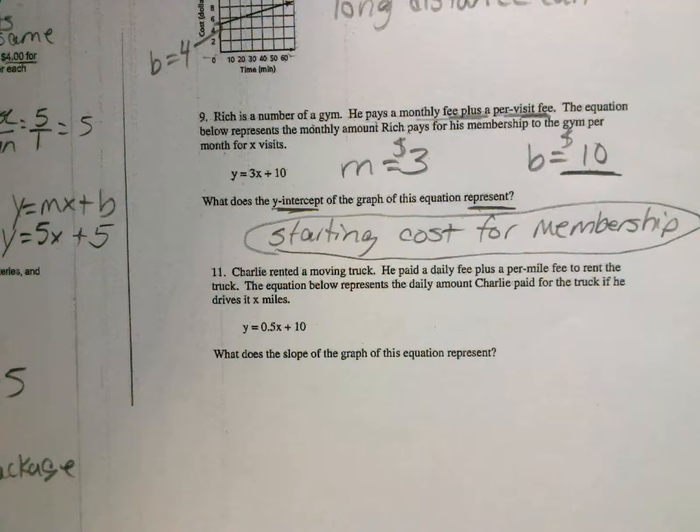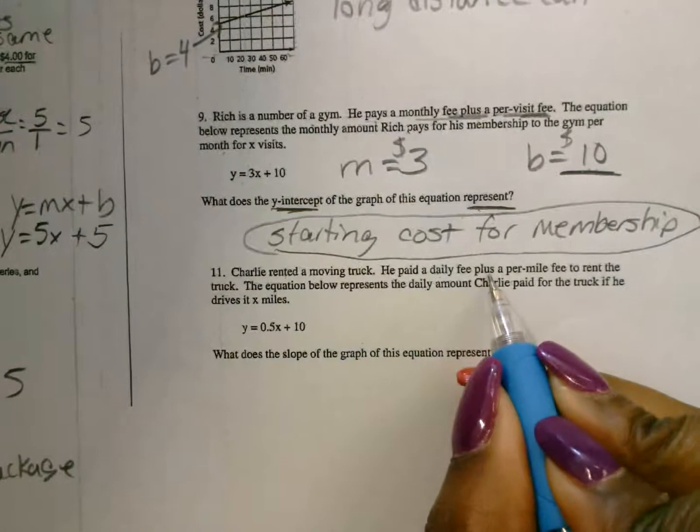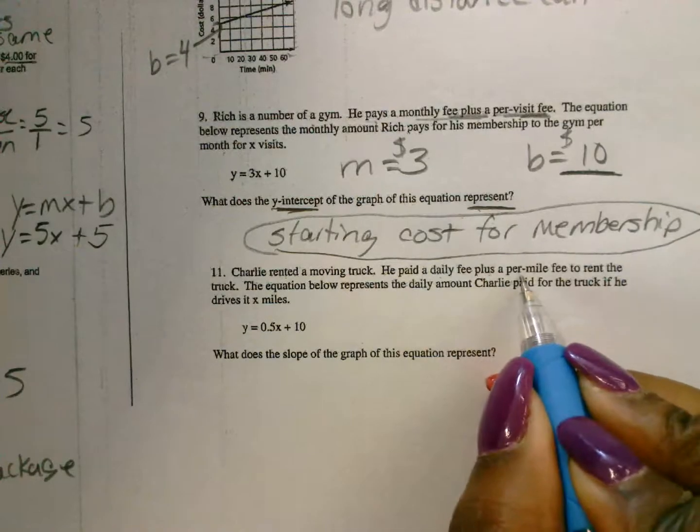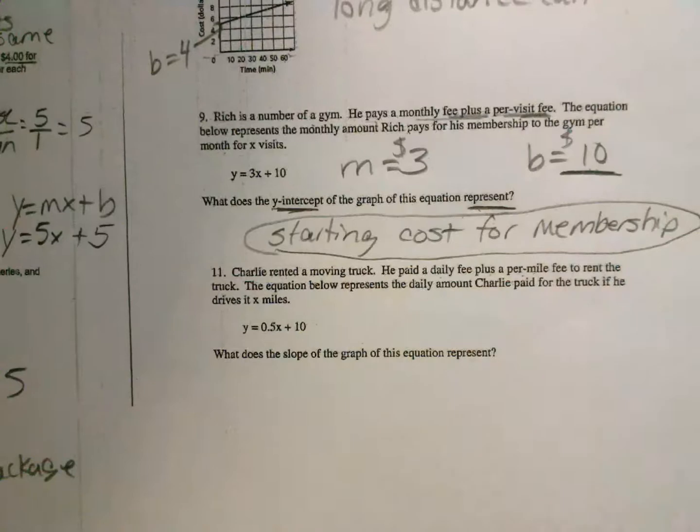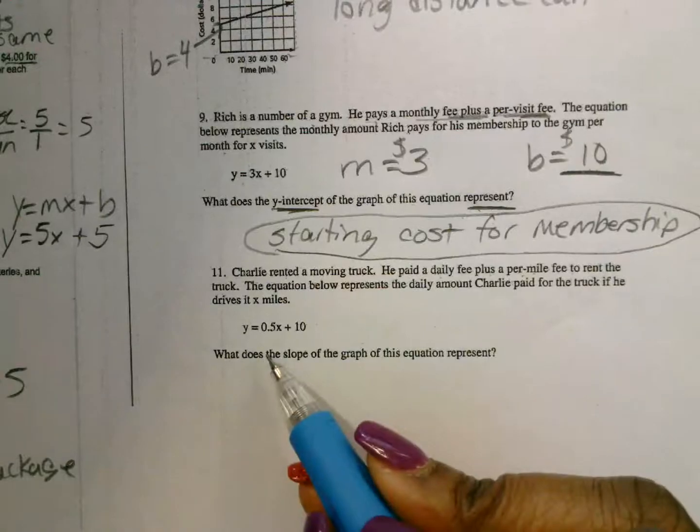Pause for the cause, give you a chance to write. All right. Anyone still writing? Number 11. Charlie rented a moving truck. He paid a daily fee plus a per mile fee. So he paid an automatic daily fee and then he paid for every single mile. All right. This is the equation below.